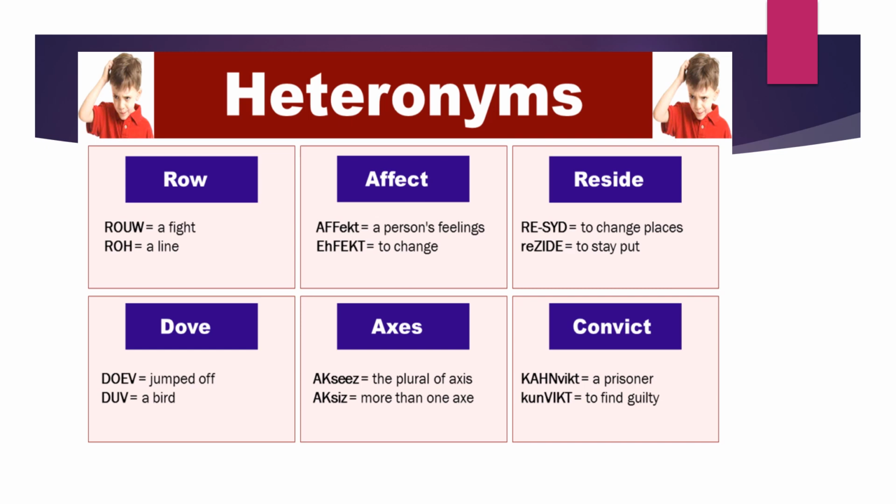For heteronyms, we have different examples listed below. As you can see, row, a fight, and row, a line. Affect, with a person's feelings, and effect, to change. One is a noun and another is a verb. So resign, to change places, and reside, to stay put. For dove, meaning jumped off, and a dove is a bird. For axes, the plural of axe, and axes, more than one axis. So convict, a prisoner, or convict, to find guilty.